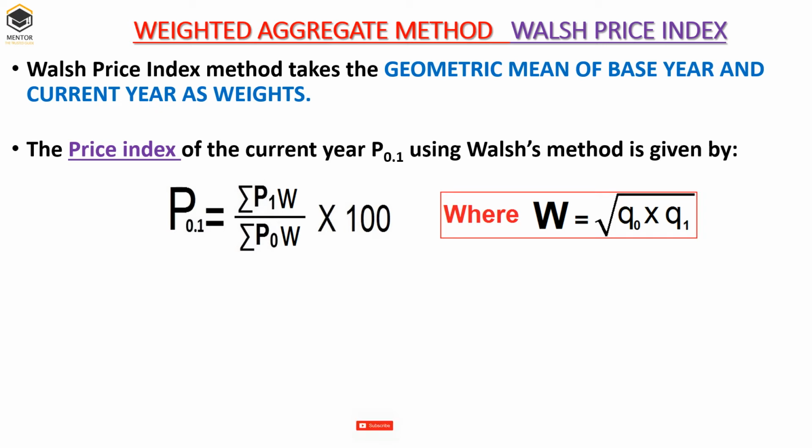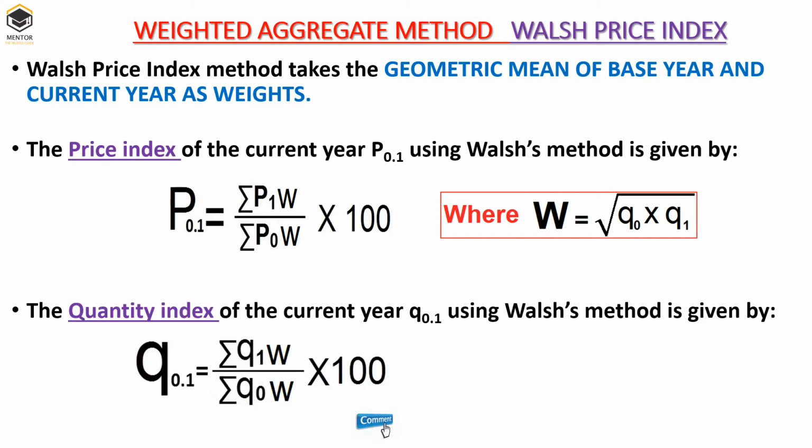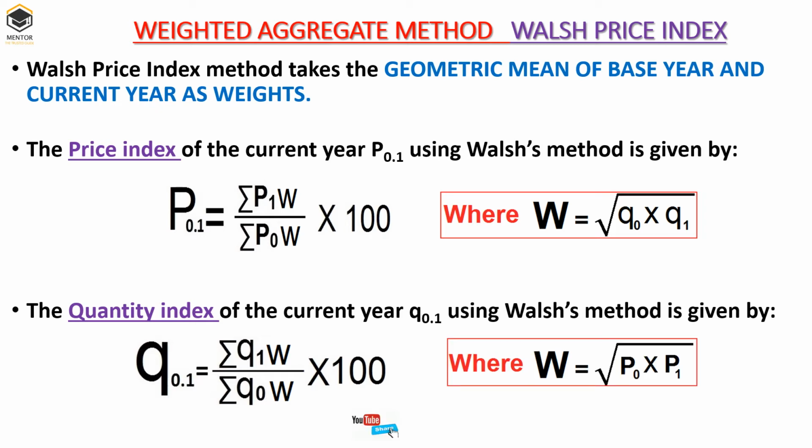We are going to find out the geometric mean of these quantities, and we are going to multiply it with the formula. As you can see, next is the quantity index. In the quantity index we will be having Q01. The quantity index of the current year Q01 using the Walsh method is given by Q01 is equal to summation Q1 W divided by summation Q0 W, into 100, whereas this W is equal to the square root of P0 into P1.